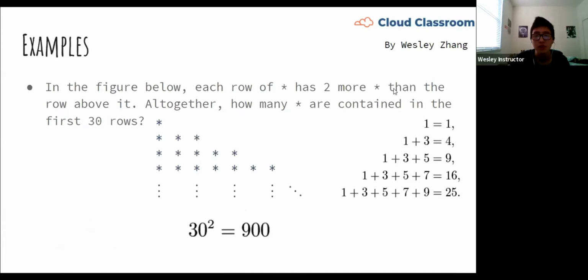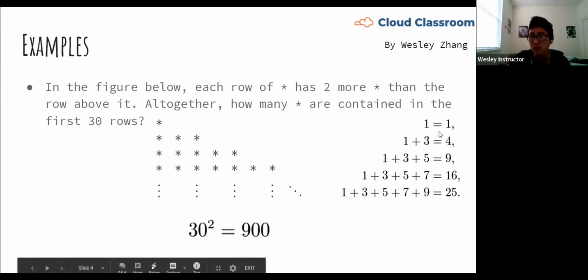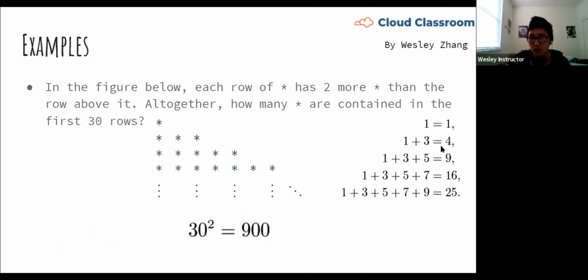All right, in the figure below, each row of asterisks has 2 more asterisks or stars than the row above it. Altogether, how many asterisks are contained in the first 30 rows? So we can find a pattern here also. So if you guys notice here on the right, in the first row, there's 1. If we add up the first 2 rows, it's 4. First 3 rows is 9, and so on.